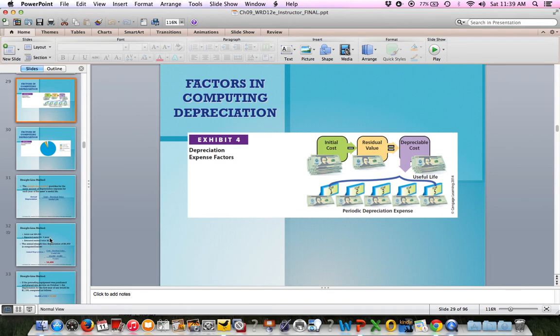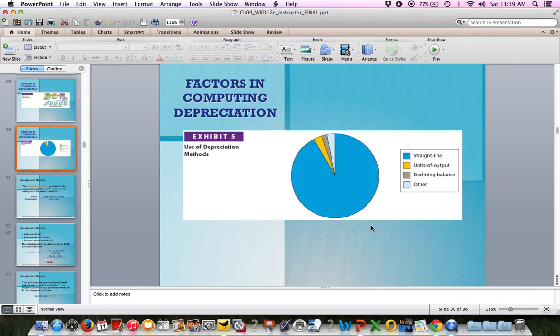So factors in computing depreciation: of course, the cost minus residual value is how much I actually get to depreciate, and then I allocate that cost over useful life by treating that like depreciation expense. So whatever that depreciable cost is, I allocate that cost to every period I expect to use the asset and treat that like expense. You can see the different methods: straight line, units of output, and declining balance methods, and there's a few other ones. You can see that straight line is by far the most popular.